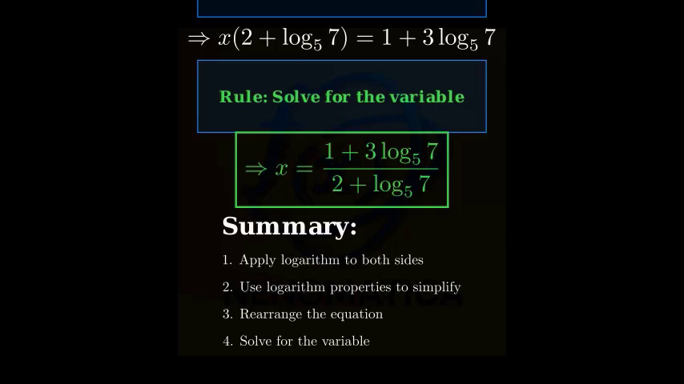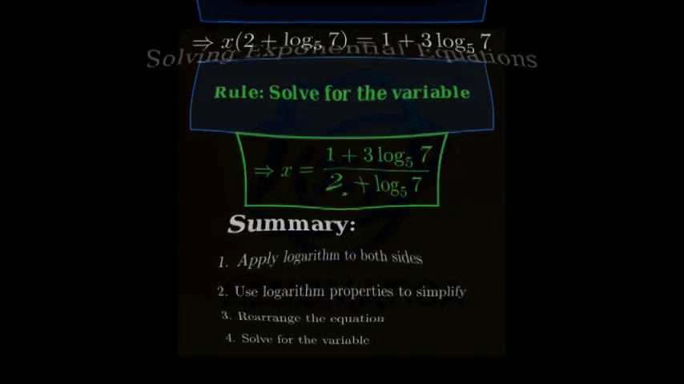To solve exponential equations with different bases, we can use logarithms to transform the equation into a linear form. We applied the logarithm properties, simplified, and then solved for our variable. This approach can be used for many exponential equations where the bases are different.